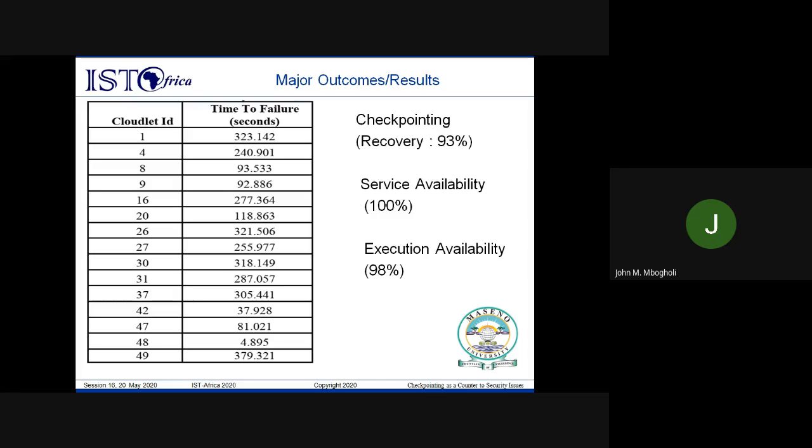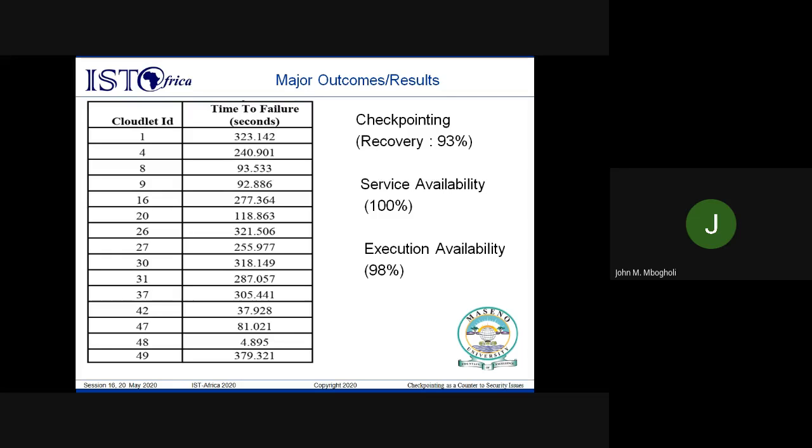Then we used two parameters to measure our availability, and these were service availability and execution availability. Service availability is the ratio of the resources allocated to the resources requested. And we find that all the virtual machines that were requested were allocated, giving us a service availability of 100%. Execution availability, on the other hand, is defined as the ratio of the tasks executed to the tasks requested. And we find that out of 50 cloudlets, only 49 were executed, giving us an execution availability of 98%.